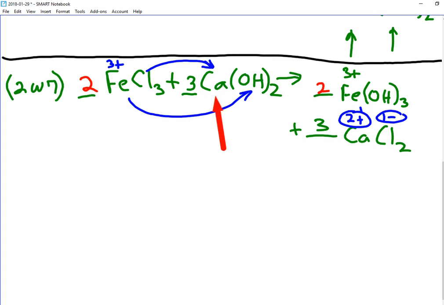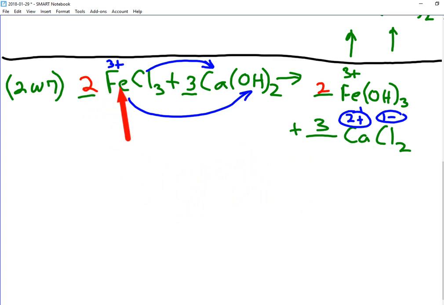Oh ho! You see, as happens a lot with this kind of work, when I balance the hydroxides out, I also balance my calciums. Because now I have 3 calciums, which I had over here when I did the 2 and 3 business. I took this 2 over here, and then I took this 3 over here, which messed up my calciums when I balanced my chlorine. So now everything should be working.